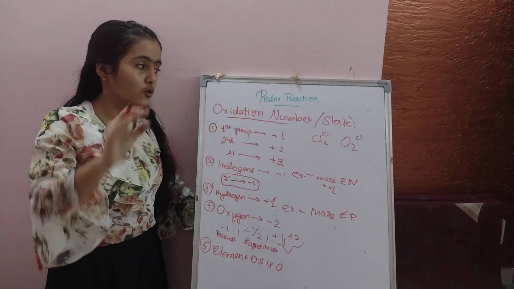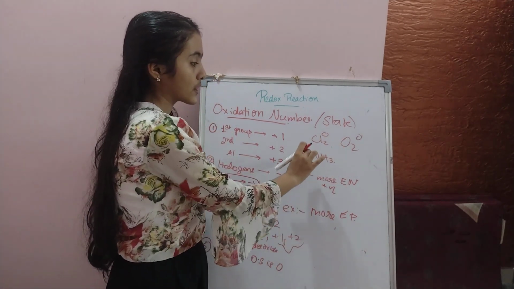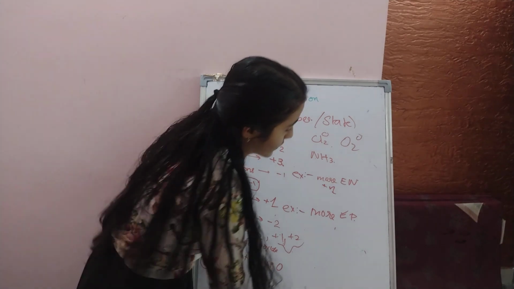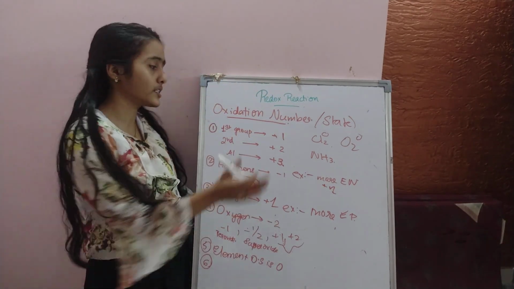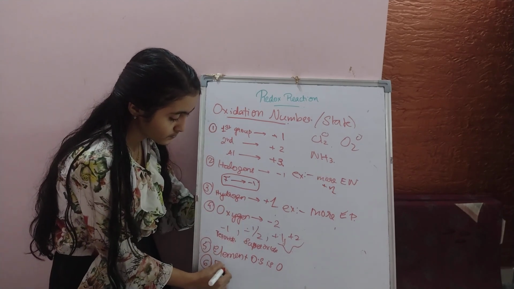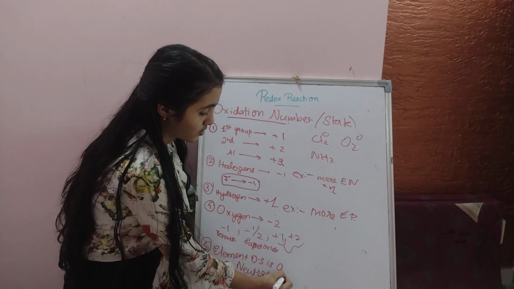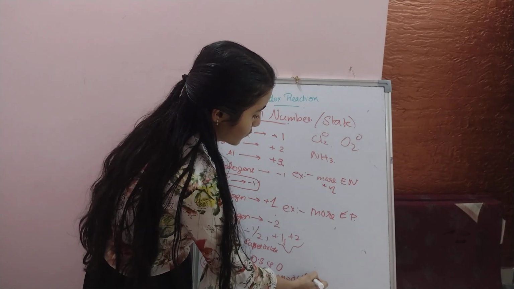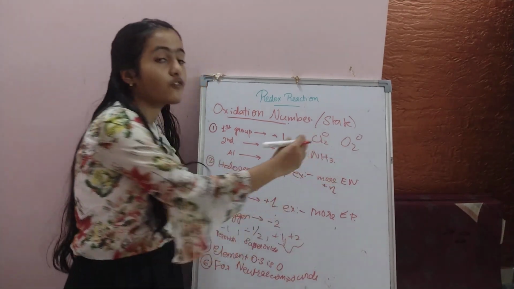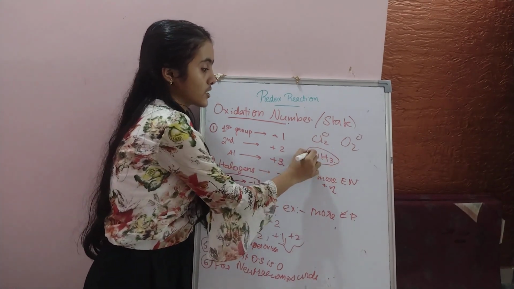Also, for a compound, for example NH3, for the whole compound, the sum of oxidation states should always be 0. This is an important point. It is used everywhere to calculate the oxidation number of unknown elements. So for neutral compounds, the sum of oxidation states of all elements is 0.